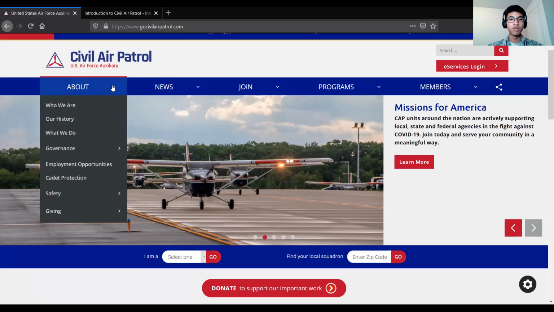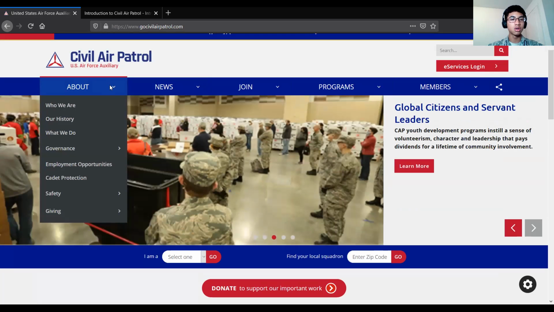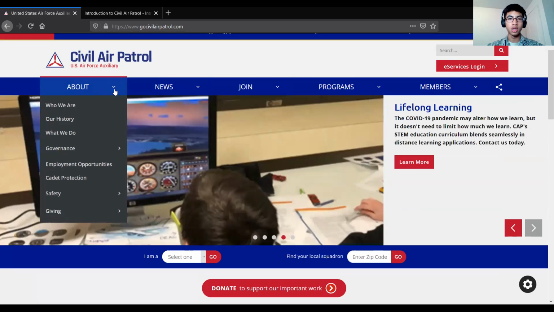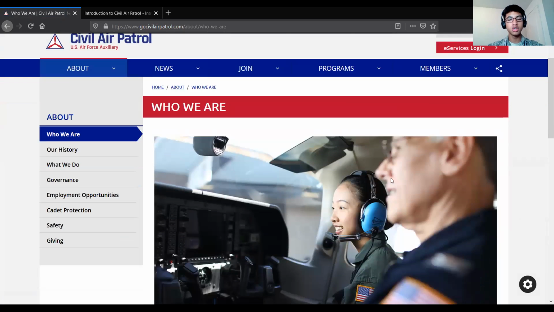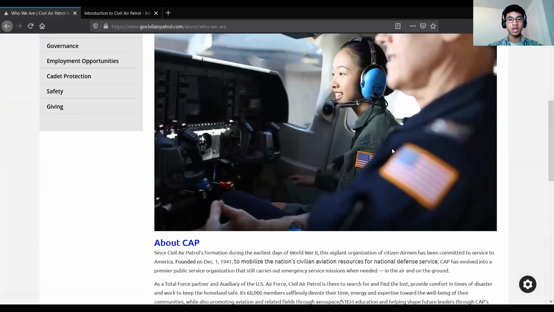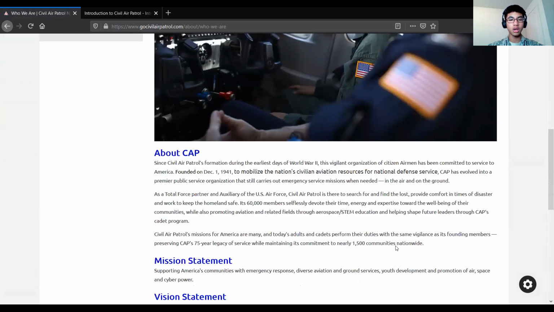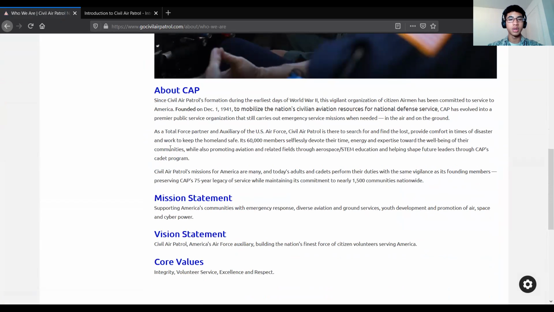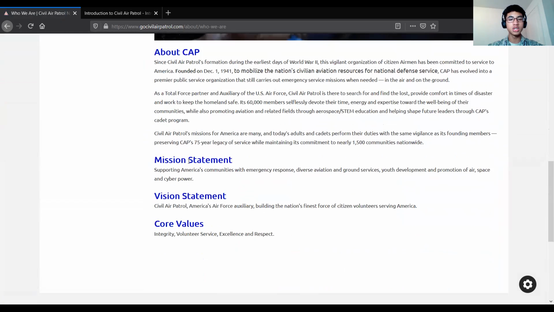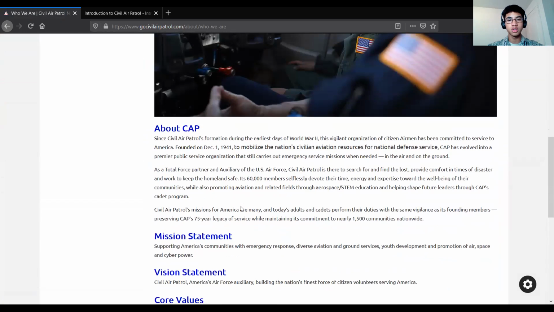All right, so let's just keep moving along. As you can see here, I have the About tab, and more specifically, what we're looking for is who we are. On this page, you'll be greeted by this picture of a cadet on an O-ride, followed by some background information about Civil Air Patrol, the mission statement, vision statement, and core values.